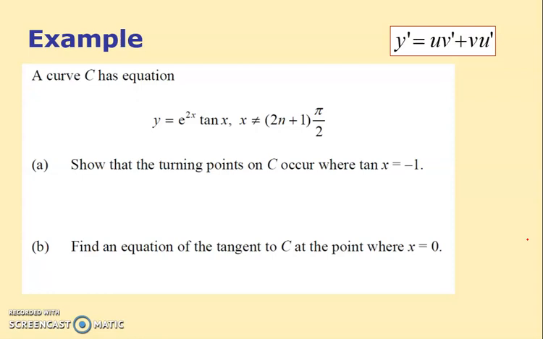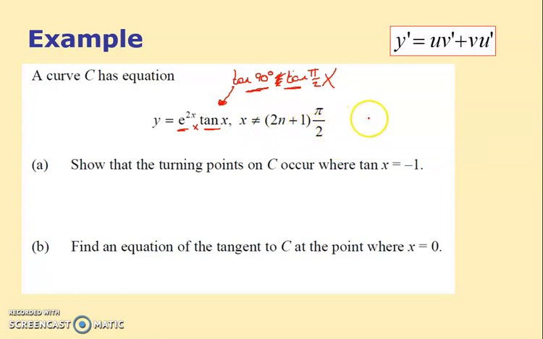It looks like an exam question anyway. So a curve C has this equation: y equals e to the 2x tan x, and it's definitely a product rule. You can see it's something times something else, and it says x is not equal to this. So that's really taking account of the fact that if you're not careful, tan x is undefined at 90 degrees, or as we know, tan of pi by 2. There is no such thing as this because there are asymptotes on the graph there. So we can't do that, and this is really a posh way of writing that.